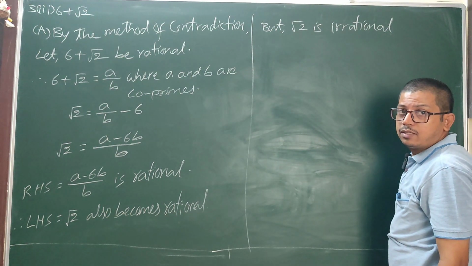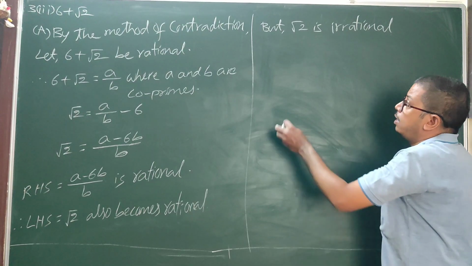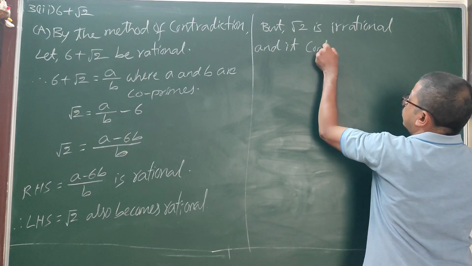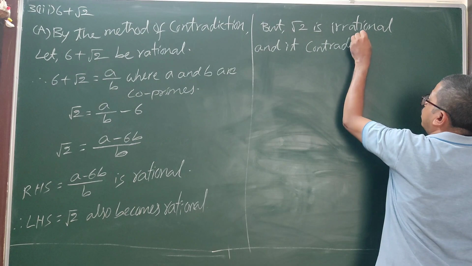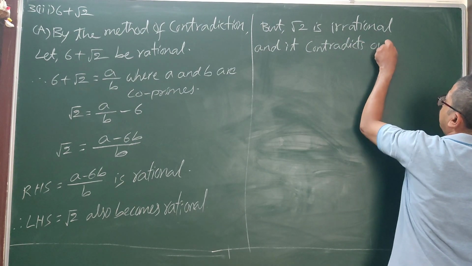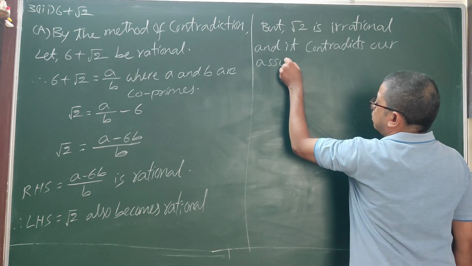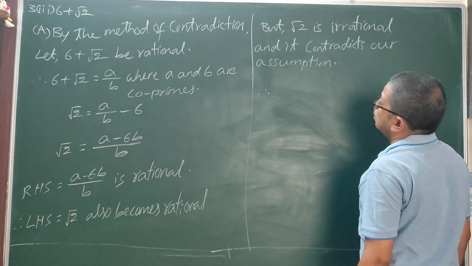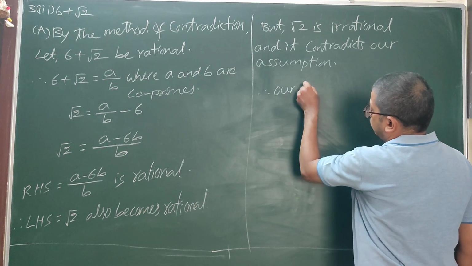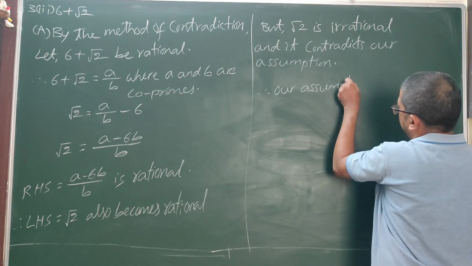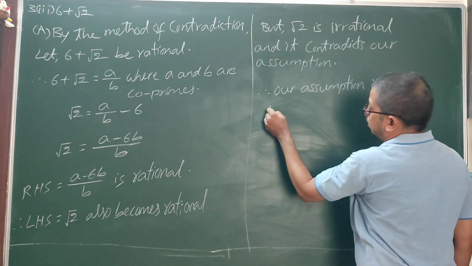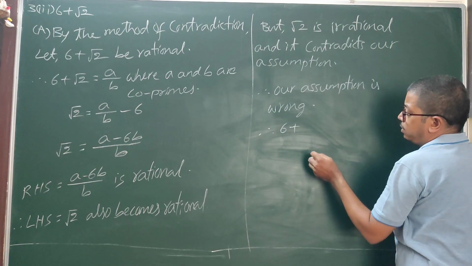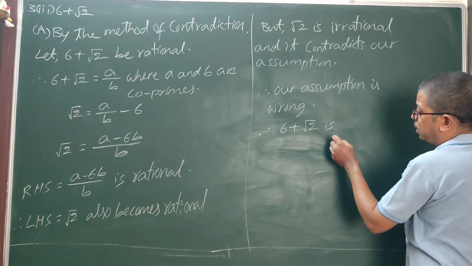But root 2 is irrational, and it contradicts our assumption. Therefore, our assumption is wrong. Therefore, 6 plus root 2 is irrational.